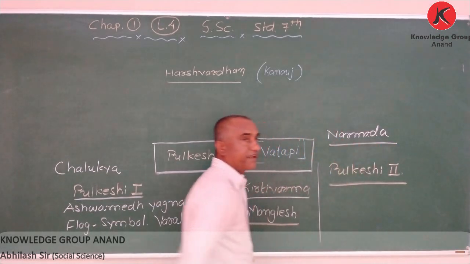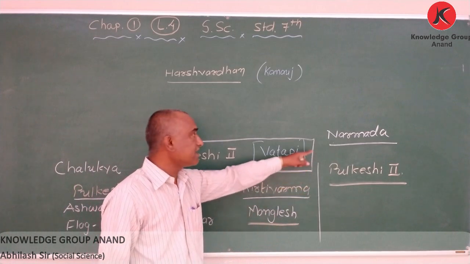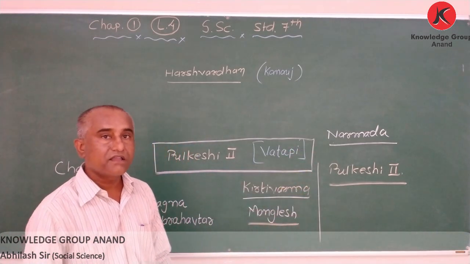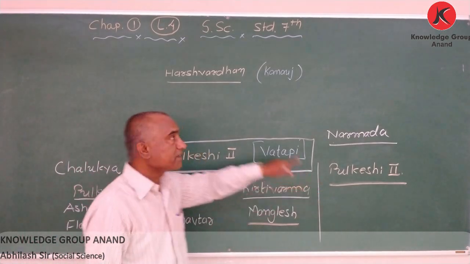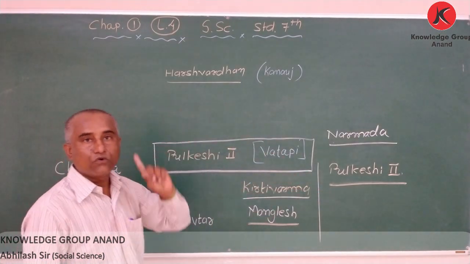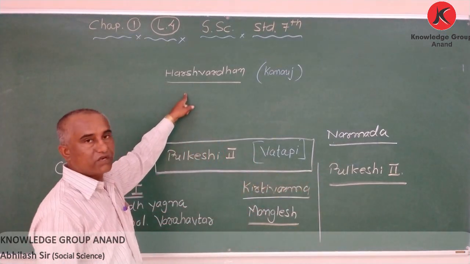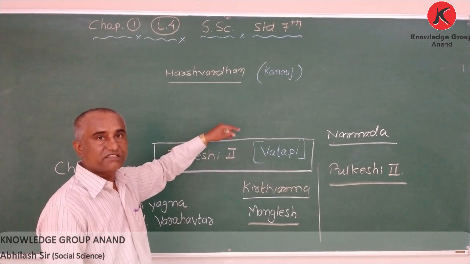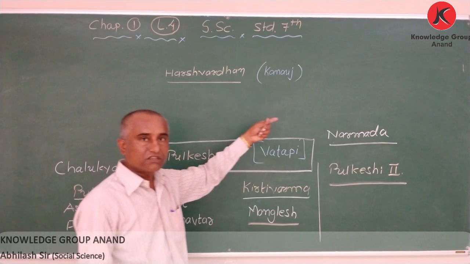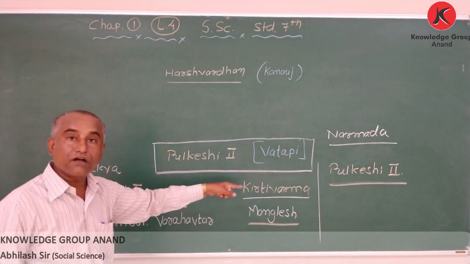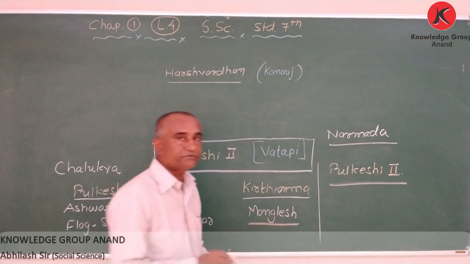There was a great fight between these two at the bank of river Narmada, and in that battle Pulkeshi II defeated Harshvardhana. Who won? Pulkeshi II won. And who lost? Harshvardhan. So Harsha's kingdom remained only up to there. So in the north Harshvardhan, and in the south Pulkeshi II. Got it? Now one more thing, my dear students.